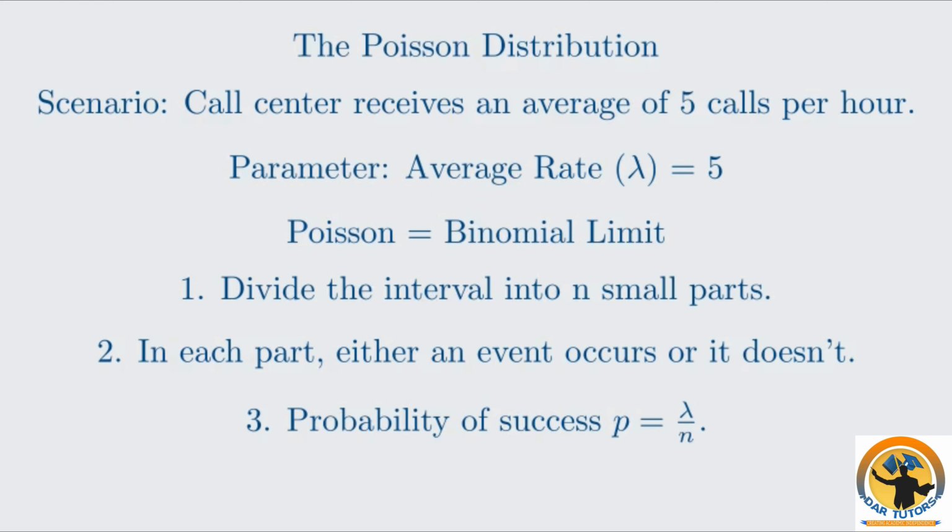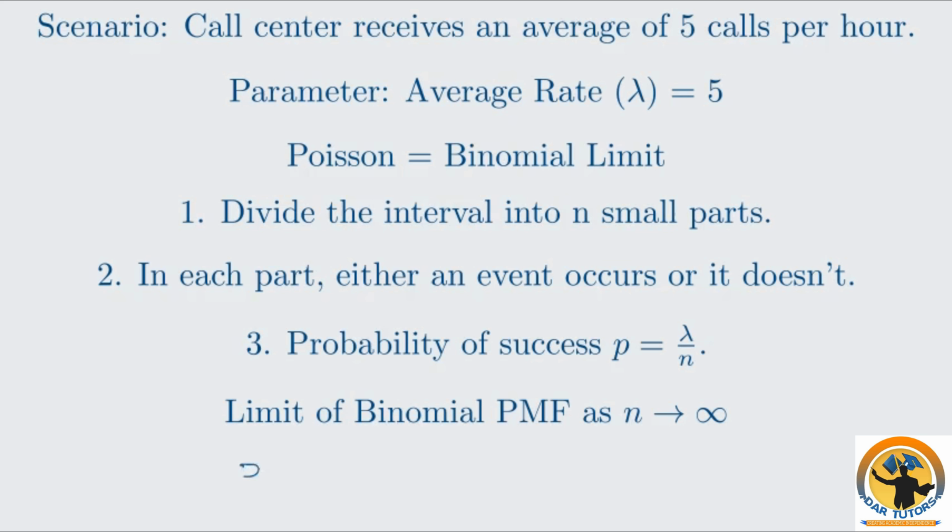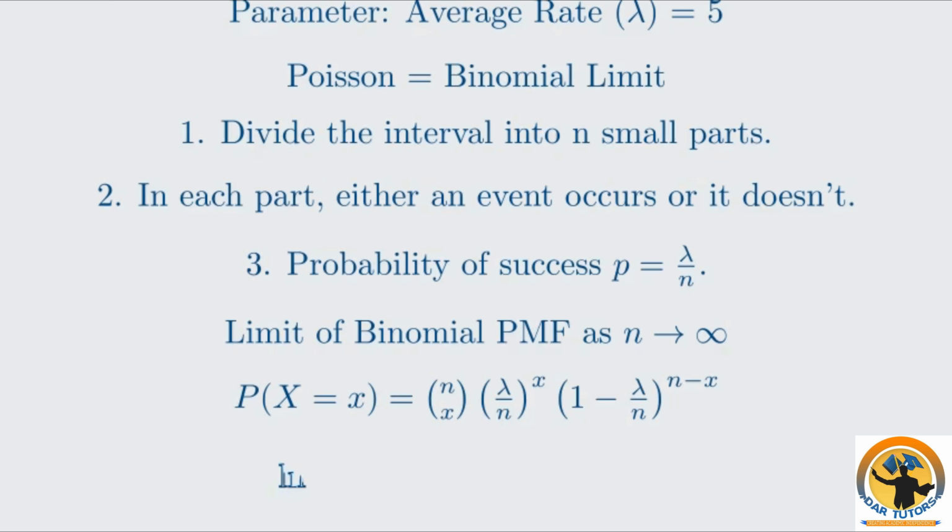The probability of a call in a single subinterval would be the total rate, lambda, divided by the number of intervals, n. This is a binomial experiment. We have X, the number of successful subintervals, which is distributed as B(n, lambda/n). The Poisson distribution is what you get when you take the binomial probability mass function and let the number of trials, n, approach infinity. While the proof is complex, the resulting formula is quite elegant.